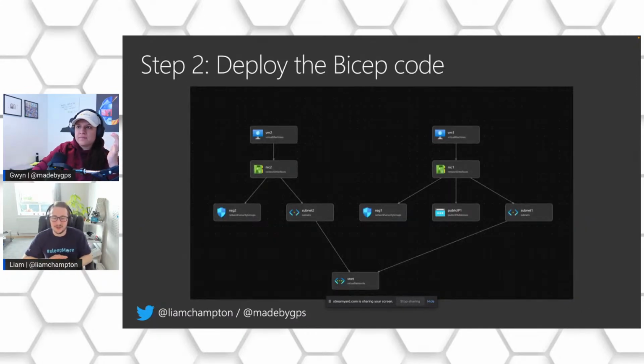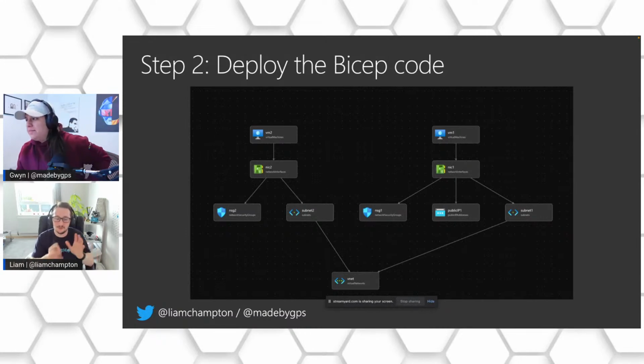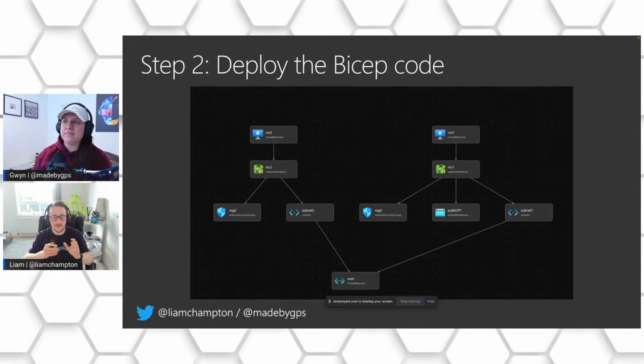Step number 2, we're going to deploy it. And it's going to look a little something like this. On the left-hand side, we've got virtual machine 2 with a subnet, a network security group and a network interface card. And on the right-hand side, we've got virtual machine 1. And again, a network interface card. We have a security group and it's in a subnet.